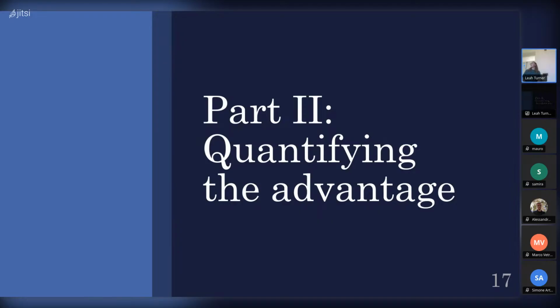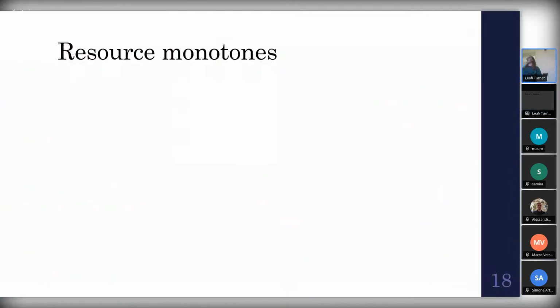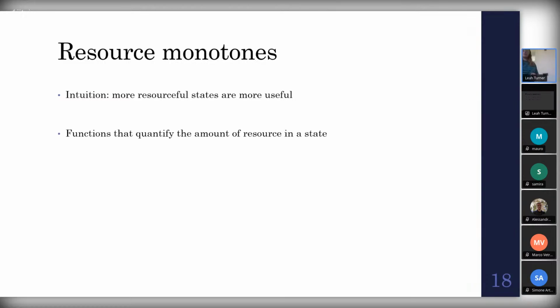So the second part is looking at quantifying this advantage and how we can say how useful a state is in these sort of tasks. To do this, we look at resource monotones. So the intuition here is that a state that's more resourceful will be more useful. And this makes sense, but we need a formal way of saying what I mean by more resourceful. So to do that, we use resource monotones, which are just functions that quantify the amount of resource in a state. So you take your state, put it into this function, and you'll get some value that tells you how resourceful it is.